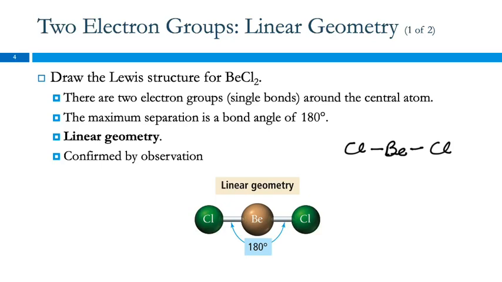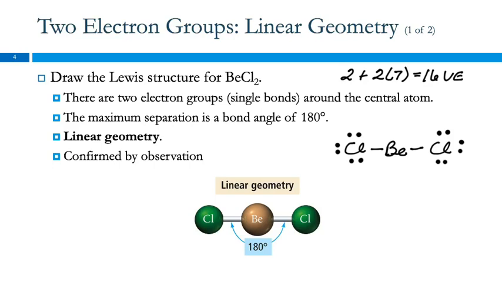Skeleton structure, and then we have to figure out how many valence electrons. How many valence electrons does beryllium have? 2. And we have 2 chlorines, and they each have 7 valence electrons. So that's 14, and 2 is 16. And again, on the exam, use your calculator and get the number right. So 16 valence electrons: 2, 4, 6, 8, 10, 12, 14, 16.